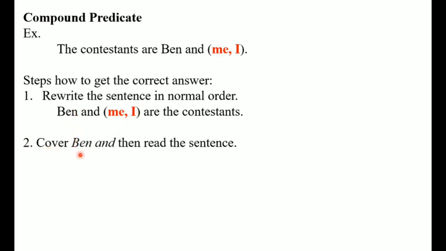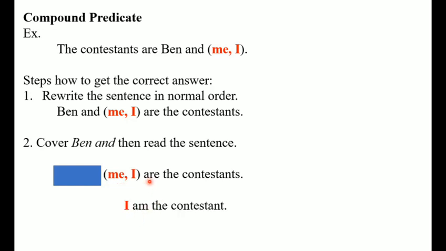Okay. Now, next step is cover Ben and then read the sentence. Just like this. Tatakpan natin itong Ben and then read the sentence. Me or I are the contestants. If your answer is me, it doesn't sound correct because you cannot use me as a subject in the sentence. So the correct answer is I. And then just replace are with am because we have now a sentence with only one subject. So just use am. But in the original sentence, our verb here is are because our subject is compound, dalawa, Ben at saka ito. So, since I here is our correct answer, then in our original sentence, the correct answer is also I.